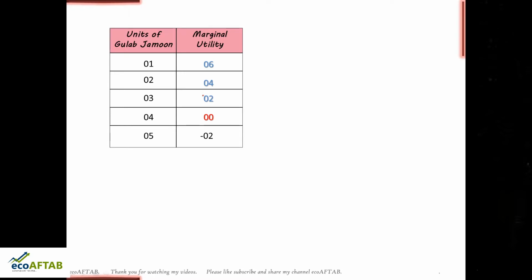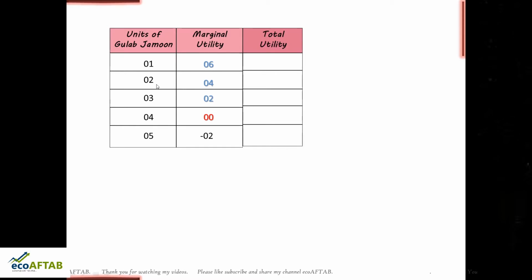Then comes the next important part in this table, and that is total utility. What is total utility? Total utility, as we had studied in our cardinal utility analysis topic, refers to the summation of all the marginal utilities. So here from the first unit of gulab jamun we are getting 6, so our total utility is 6.